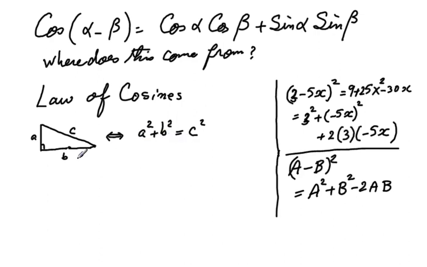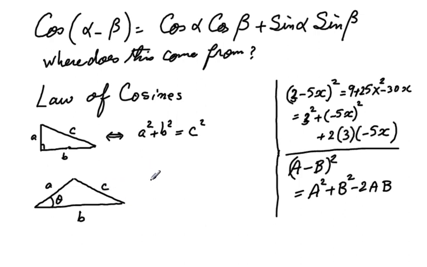Question comes up. What if you were not so lucky as to get a right triangle? What if it was something else? What are you going to do then? So Law of Cosines is the answer to that question. If I have a triangle, this is A, this is B, but this is some arbitrary angle theta. What can I say about C? Who is C now?